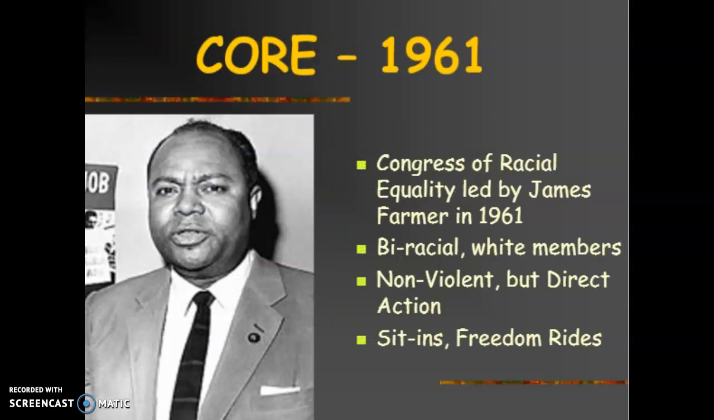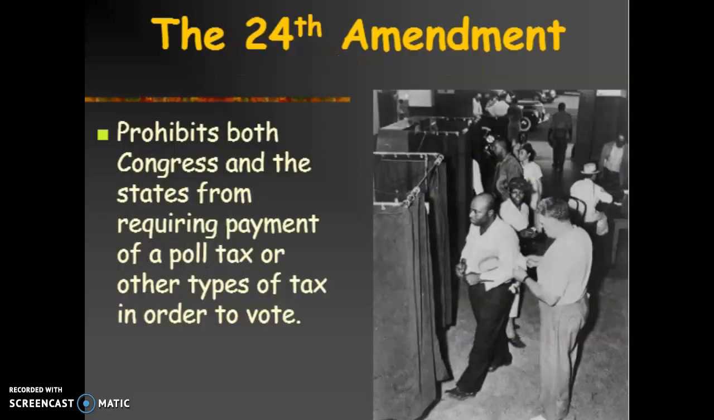In 1961, there was a group called CORE. This is Congress of Racial Equality, led by James Farmer. He's one of the key people that you need to know in this unit, along with some of the other ones that we've talked about. This was a biracial group, so it did have white members. It was nonviolent, but also wanted direct action, very similar to Martin Luther King. They believed in sit-ins and freedom rides and those kind of things.